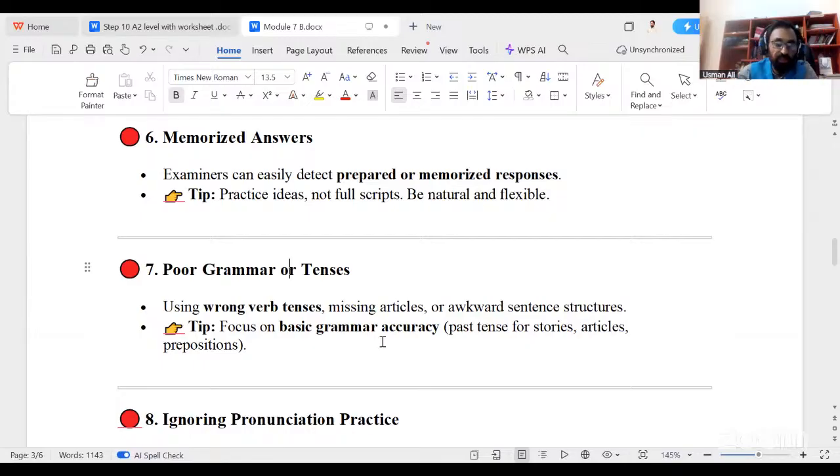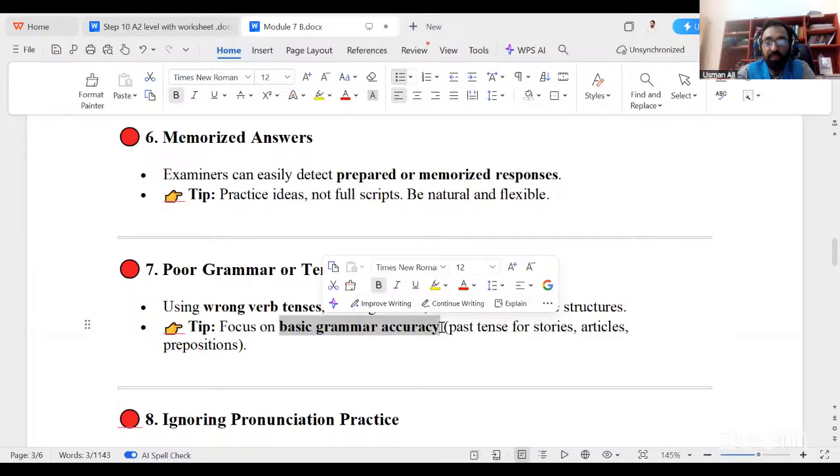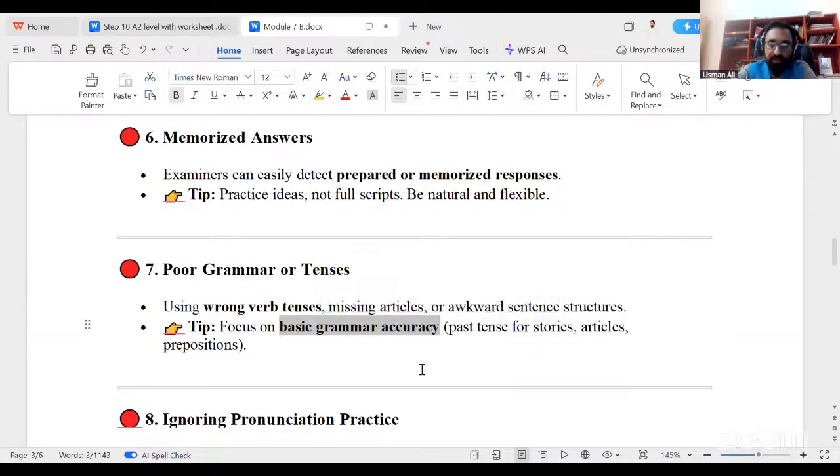Okay, so now the tip: focus on basic grammar accuracy. Your grammar can be basic, but it must be accurate. Use basic grammar, use easy grammar, but it must be accurate. It will increase your band scores. And if you are using advanced grammar and there are so many mistakes time and again in your grammar that is not accurate, you will get lower band scores. Okay, so you must use past tense for stories, articles, and prepositions.